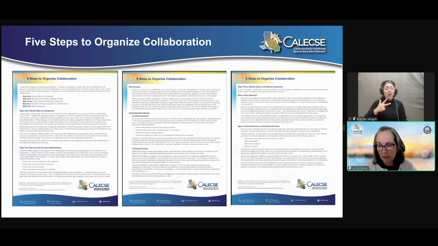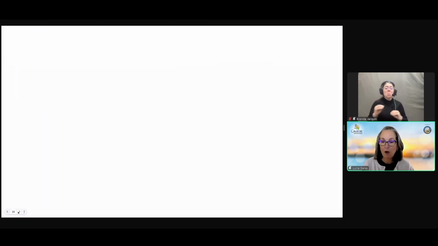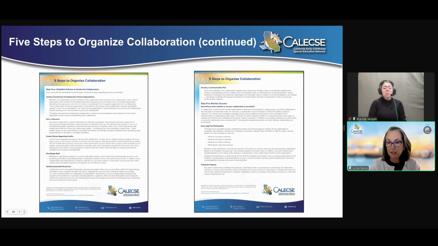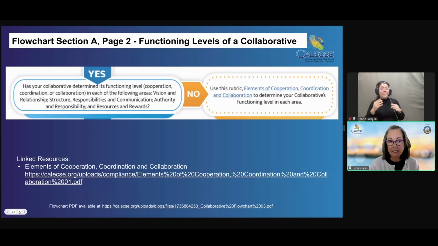Moving on to the next slide, we have establishing policies to guide the continued collaboration. And again, it's very important that when we set ourselves up to work on the collaboration, we follow it through and revisit it periodically. So again, monitoring the success is the fifth step to organizing a collaboration. These five steps could be taken individually or sequentially based on where you are in your local efforts.